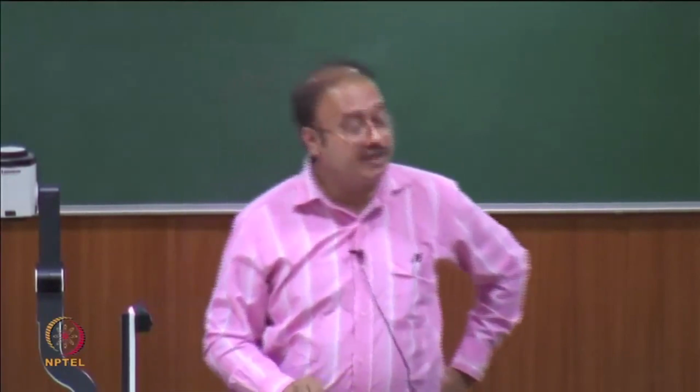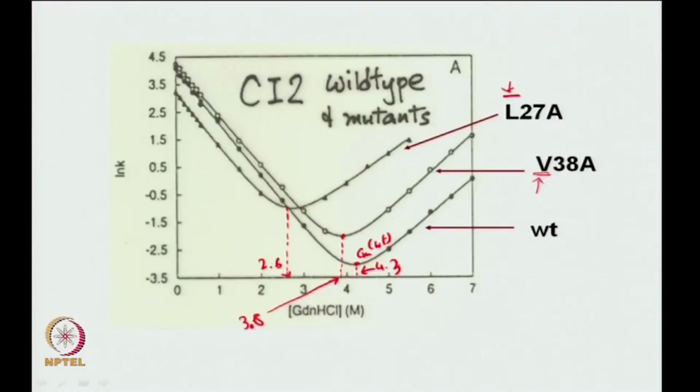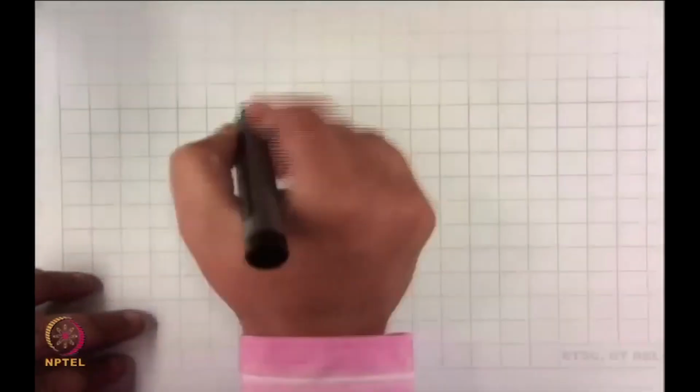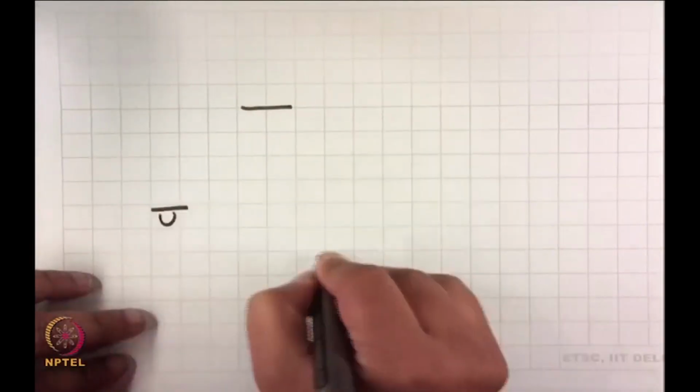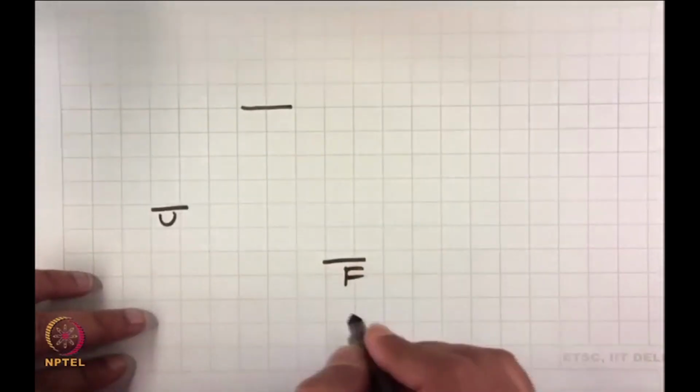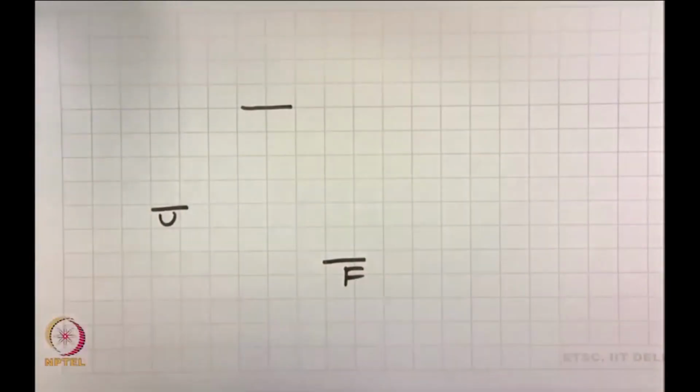If they are destabilizing in nature, I do not think I have space here, but I will try to draw. Now this is what is going to happen, right. I will use the page rather than the slide. Say for example, this is a transition state, this is your U, this is your F. If it is destabilizing, what does that mean? Destabilizing means that the free energy difference between the folded and the unfolded state has decreased.